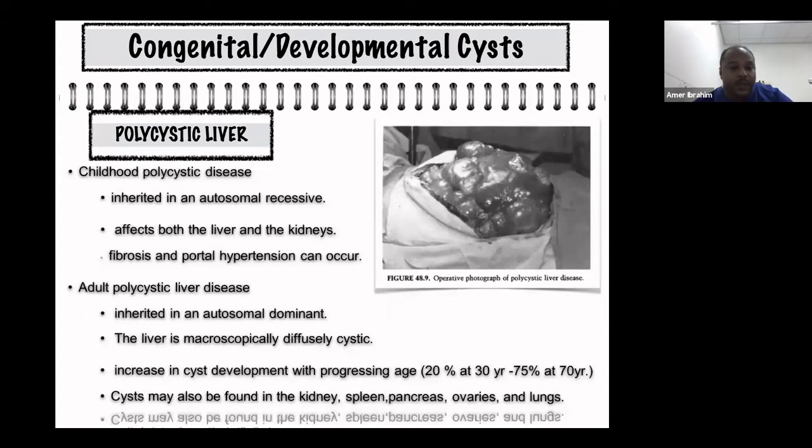The adult polycystic liver disease is a different one, mostly affecting gene type 2 of the polycystic liver disease gene, as it's inherited as autosomal dominant, and the liver is macroscopically diffusely cystic. This disease is mostly progressive and increases with age. For example, if 20% of the liver is affected with cysts in the second decade, maybe about 70% could be affected by the age of 70.